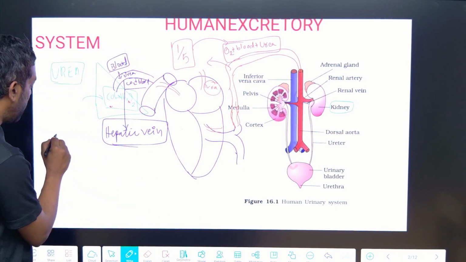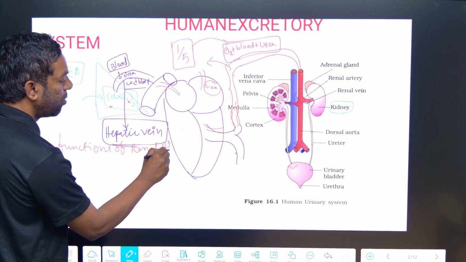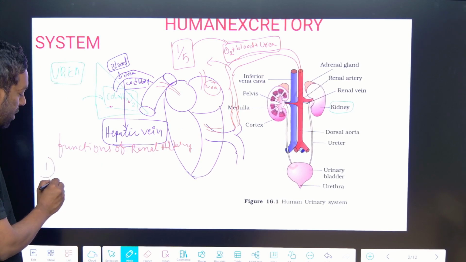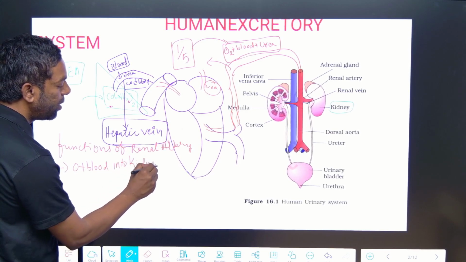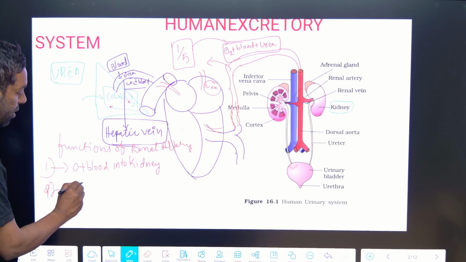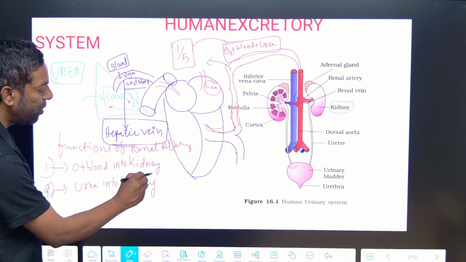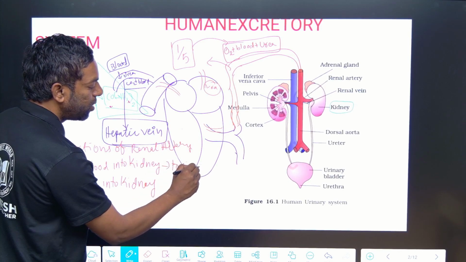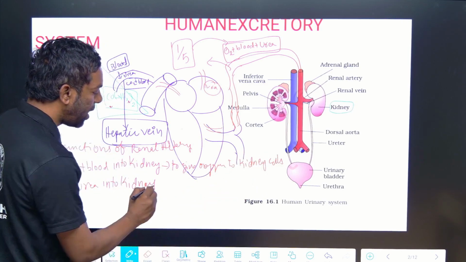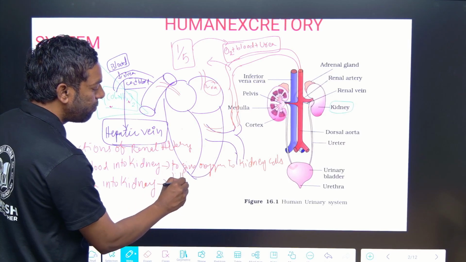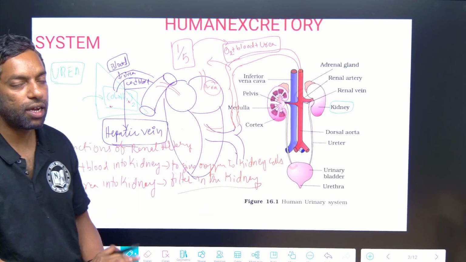The functions of the renal artery: one, carry the oxygenated blood into the kidney; two, carry the urea into the kidney for filtration; to give oxygen to the kidney cells and to give the urea to be filtered in the kidney. This is the function of the renal artery.